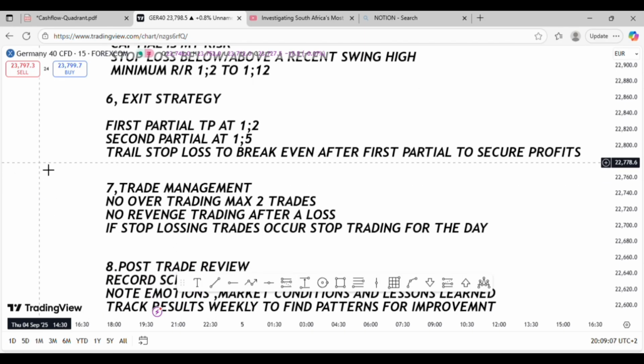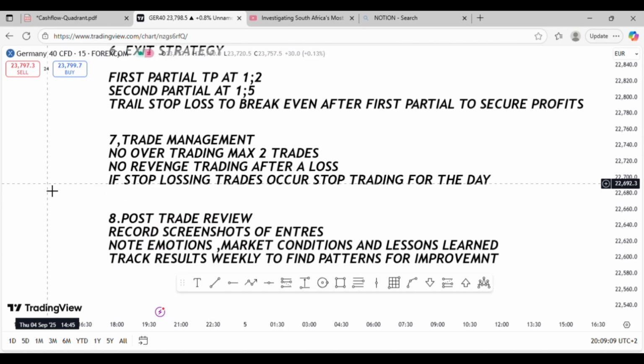And then number 7, we have our trade management. Trade management is simply telling yourself that, okay, fine, if I lose 2 trades, meaning around London and New York, I'm done for the day. No overtrading. Max trades that I do personally take is only 2 trades per day. I do not revenge trade.